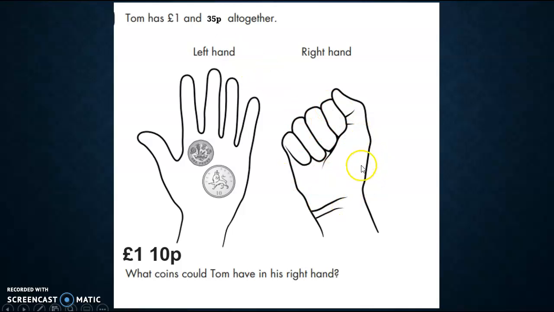So in order to find this, we can take away the £1 and 10p from this total. So if we had £1.35, take away £1 and 10p, the £1 would cancel out. 3 10s take away 1 10 is 2 10s, and we've still got 5p left over. So we've got 2 10s, 5 pennies, 25p. Okay, so now we know that this total here in the right hand will be 25p.